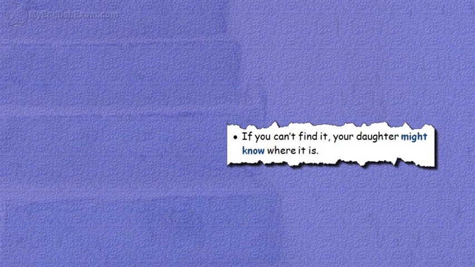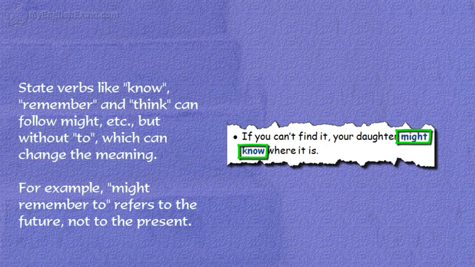If you can't find it, your daughter might know where it is. State verbs like know, remember and think can follow might, etc., but without to, which can change the meaning. For example, might remember to refers to the future, not to the present.